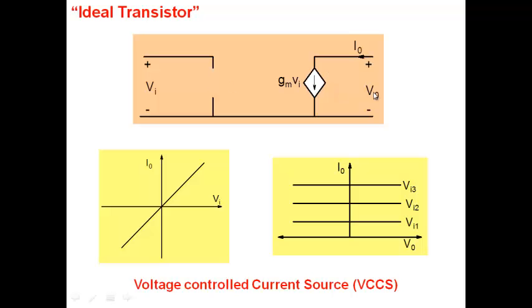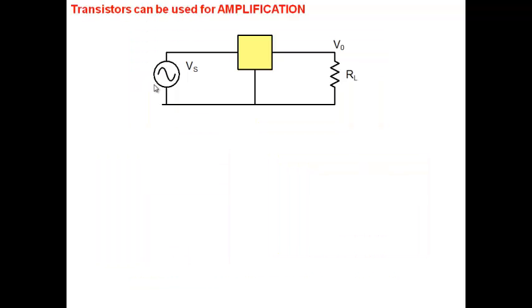If you look at this element, all that is there in this particular 3-terminal element is this: a current source controlled by a voltage here. So we're looking for a voltage control current source. Okay, that's what an ideal transistor is. If you can find a voltage control current source, then there are a lot of useful things you can do.